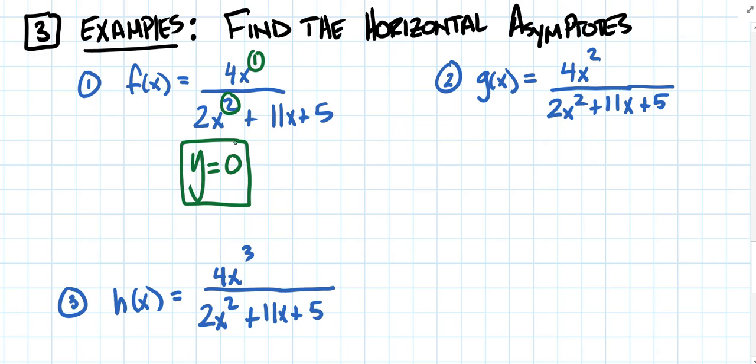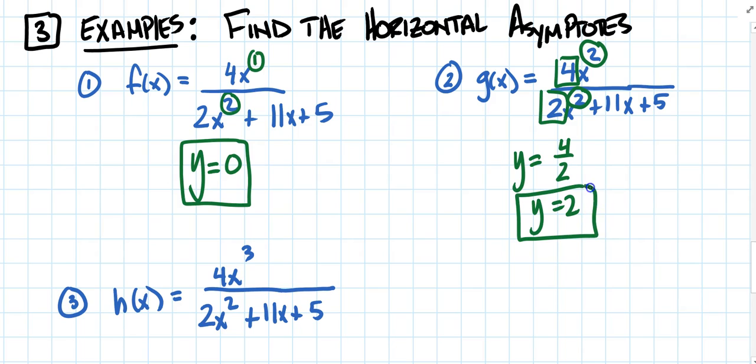In example 2, the degree of the top is 2 and the degree of the bottom is also 2. They are equal, so I take the quotient of the leading coefficients. In this case, 4 divided by 2, so y equals 2 is the horizontal asymptote. In example 3, the degree of the top is larger than the degree of the bottom, so there is no horizontal asymptote.